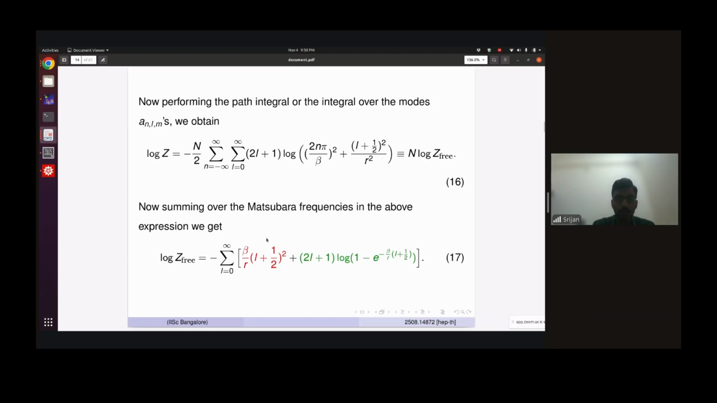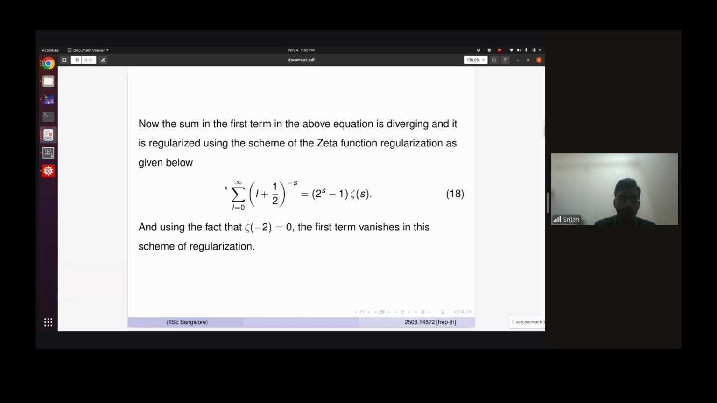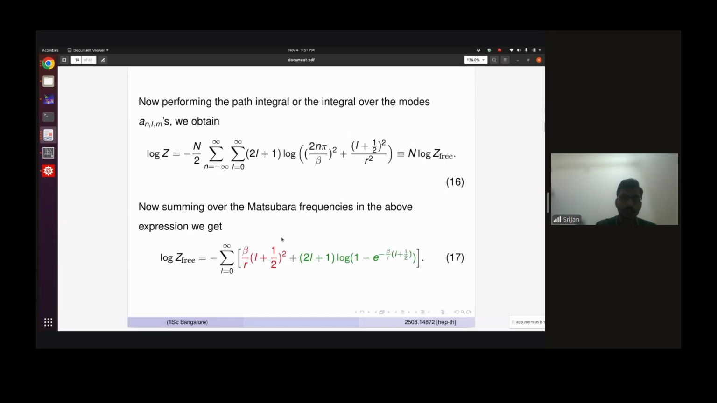I should mention that the first term, given in red, is a diverging object, right? The sum over l is diverging, so we have to regularize this term. We regulate this sum using zeta function regularization, and we put s equal to minus one finally, and in that analytic continuation it is 0. So the first term vanishes, and we are left with this term.